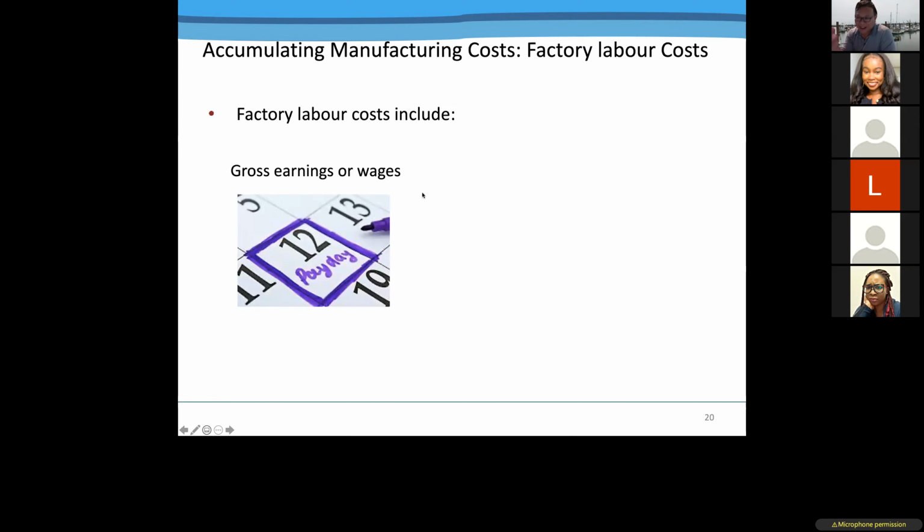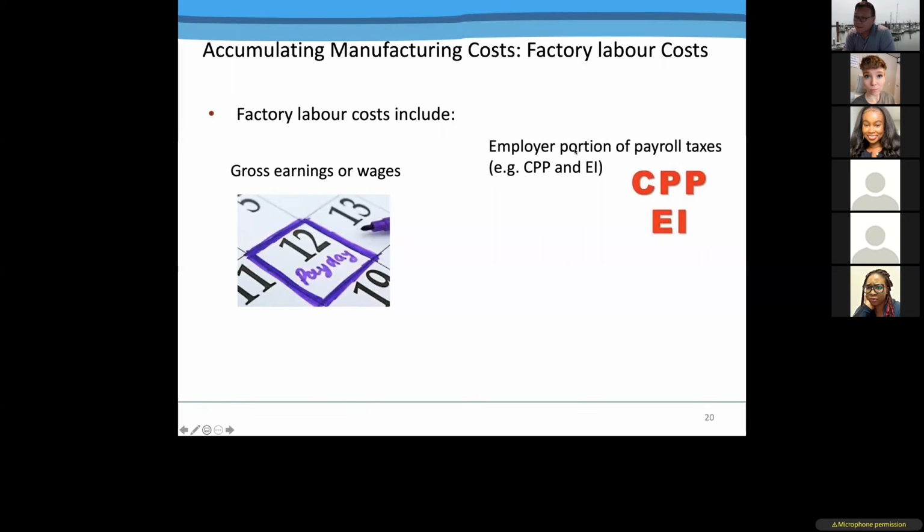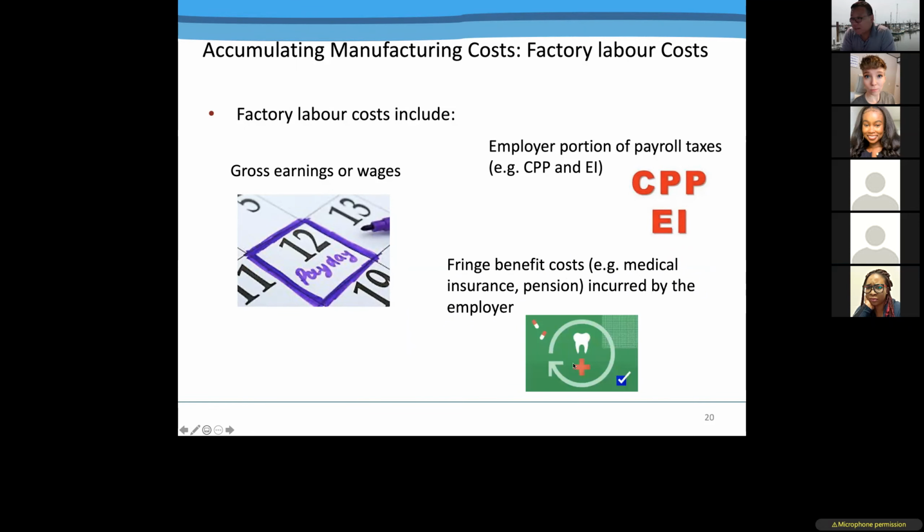So on payday, you receive wages or gross earnings. This is a cost to the employer, right? What would be some other costs the employer has to bear related to labor? Fringe benefits. Yeah, benefits. What else? Payroll taxes. Yeah. So not only the employee will pay CPP and EI, the employer also has to pay the Canada Pension Plan and Employment Insurance. The employer pays a portion of the CPP and the EI. That's a cost, and also some benefits, maybe dental benefits, healthcare benefits, drugs, prescriptions, medical plans, health plans. So this is all part of the labor cost.